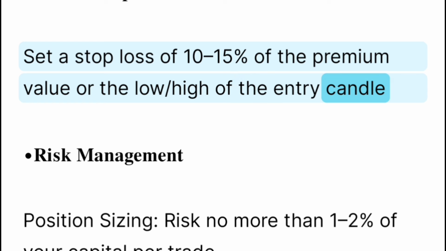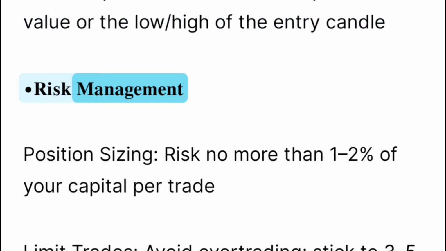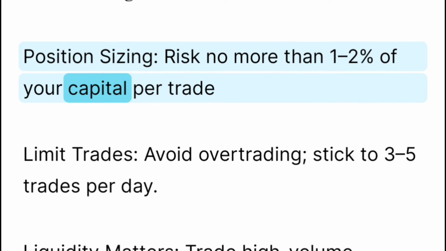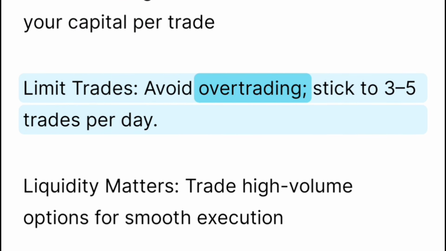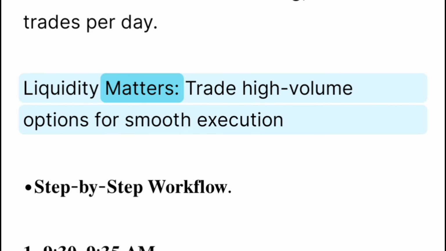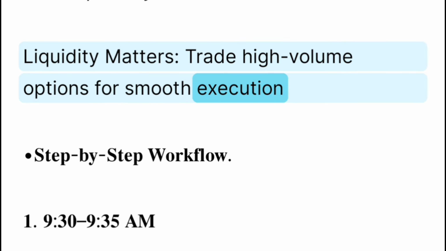Risk management. Position sizing: risk no more than 1-2% of your capital per trade. Limit trades. Avoid overtrading. Stick to 3-5 trades per day. Liquidity matters. Trade high-volume options for smooth execution.